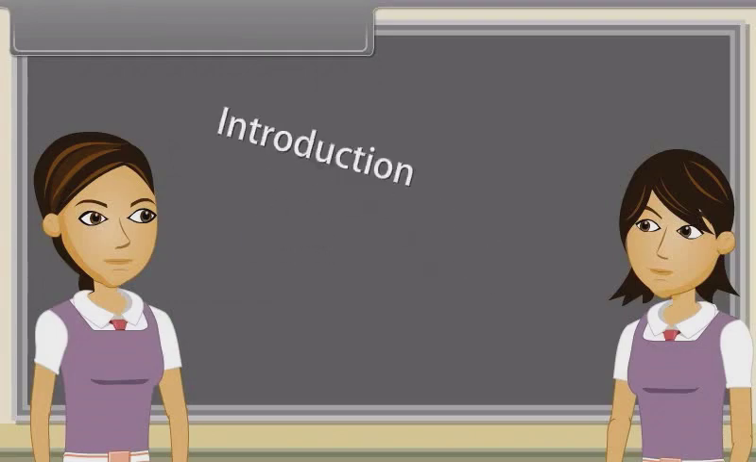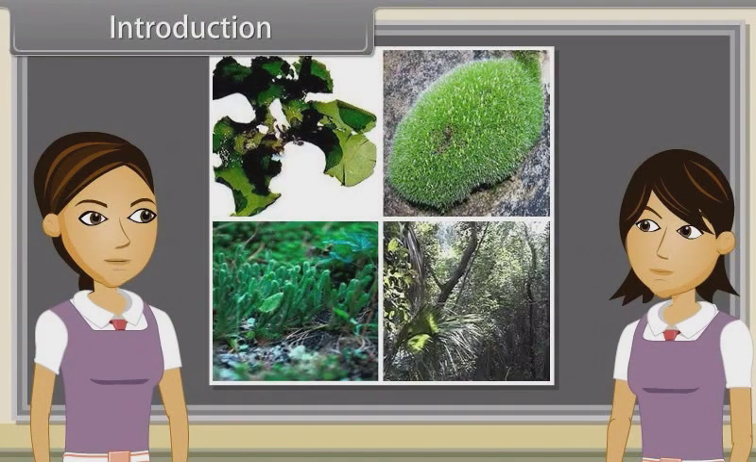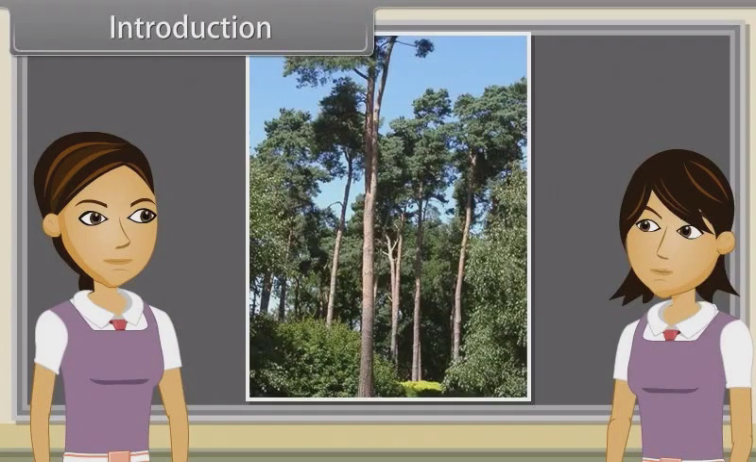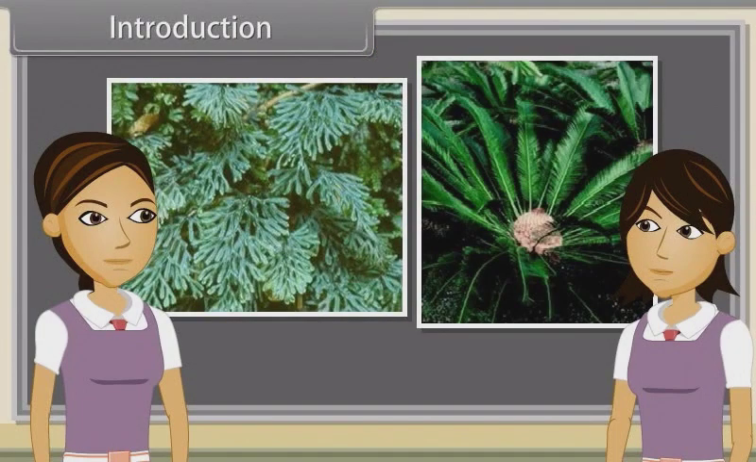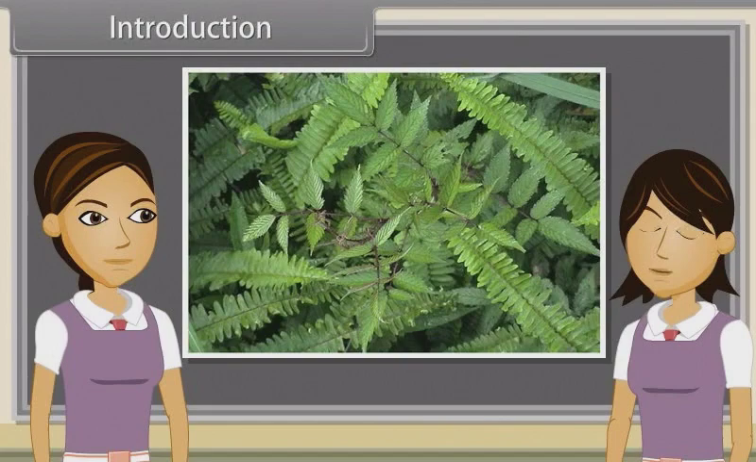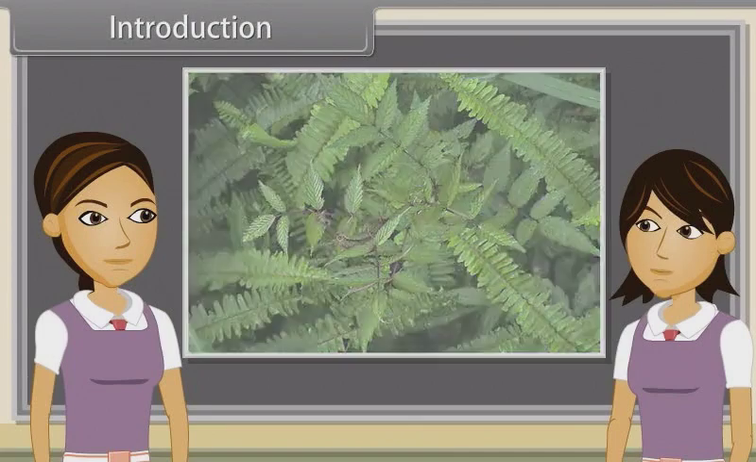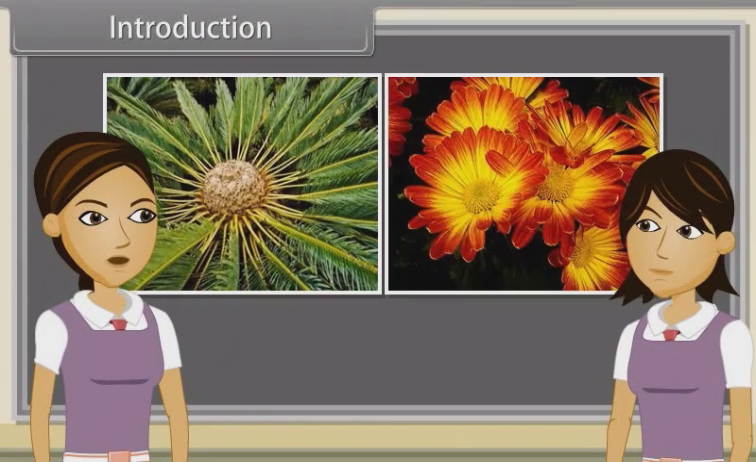Introduction. Sharmila, as we have already discussed earlier, land plants are divided into thallophyta, bryophyta, and tracheophyta. Tracheophyta includes vascular plants. These vascular plants are pteridophytes, gymnosperms, and angiosperms. We have already discussed pteridophytes. Now we are going to study gymnosperms and angiosperms.